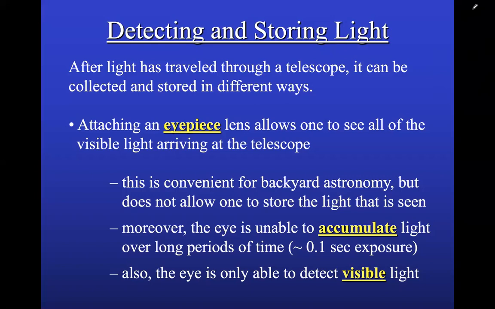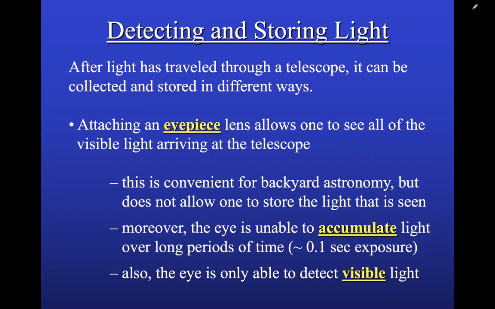The light that has traveled through a telescope can be collected and stored in different ways. Attaching an eyepiece lens allows one to see all of the visible light arriving at the telescope. This is what happens in normal commercial telescopes: if you buy a telescope from a shop, you will get an eyepiece. All the light is collected and goes through the eyepiece, and then you keep your eye on the eyepiece to look at the object. This is the normal practice, what we call backyard astronomy, which means you can do it from your home.